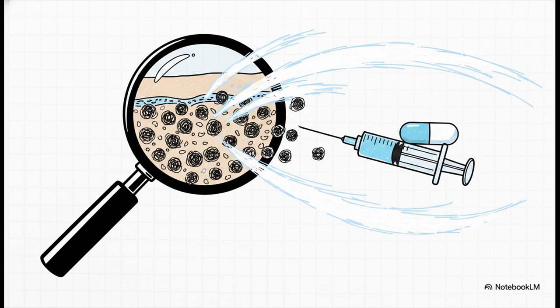Acute rejection presents on a biopsy with a dense, reversible lymphocytic infiltrate. Because it is highly cellular and inflammatory, you've got to treat it immediately with high-dose corticosteroids, anti-lymphocyte antibodies, or other immunosuppressants. Do not miss that on test day.